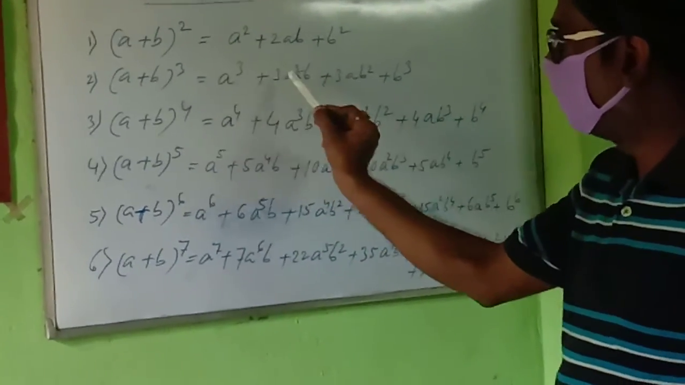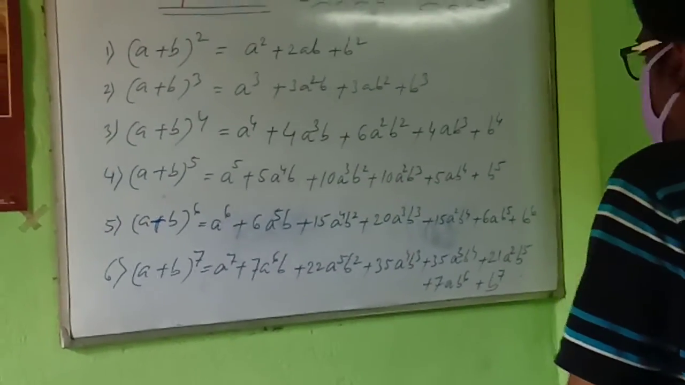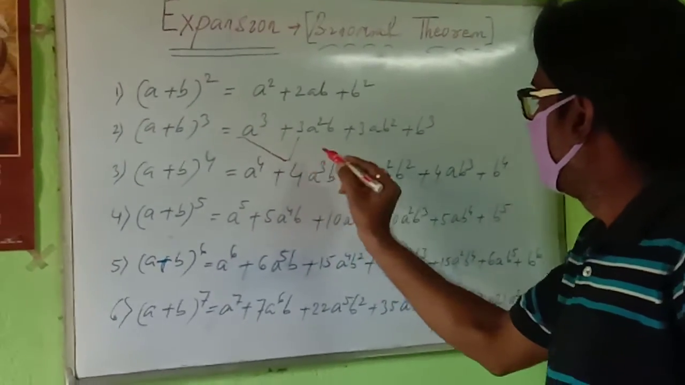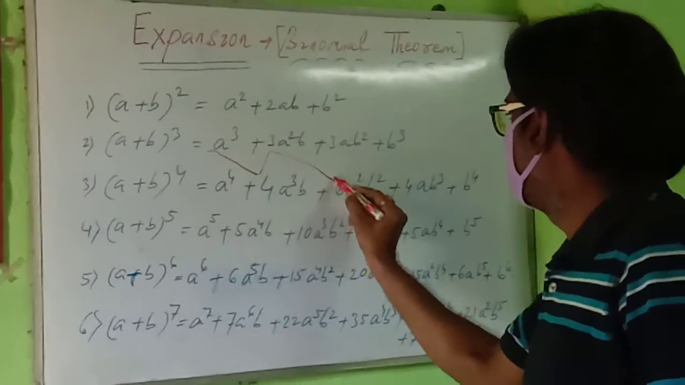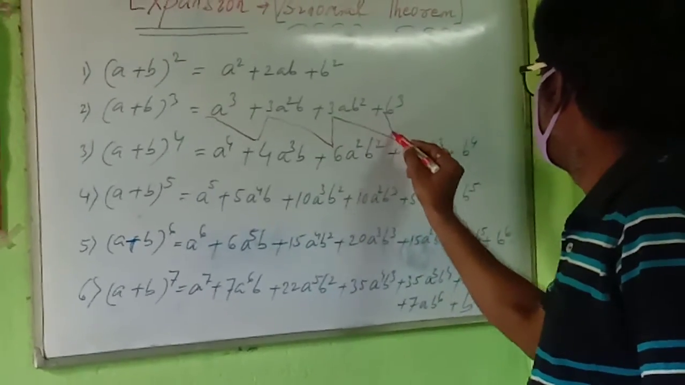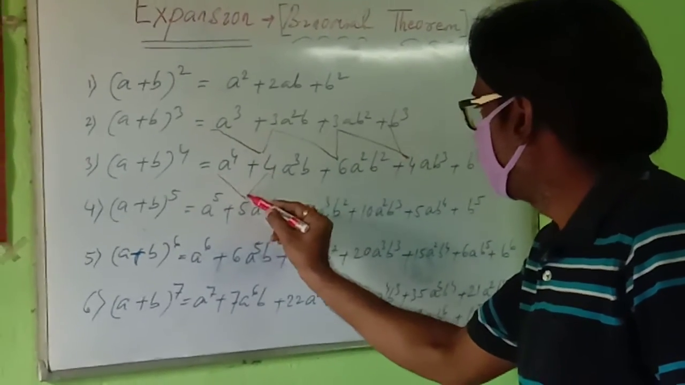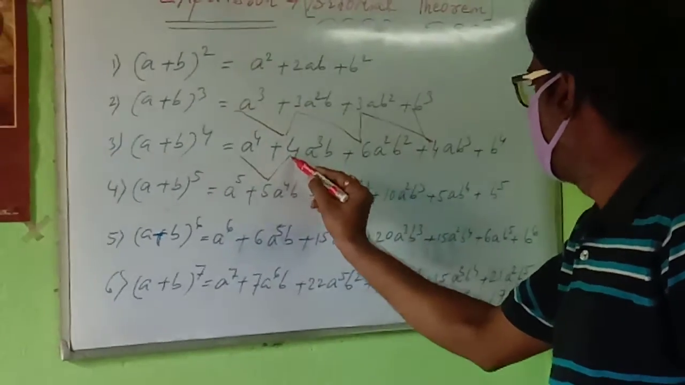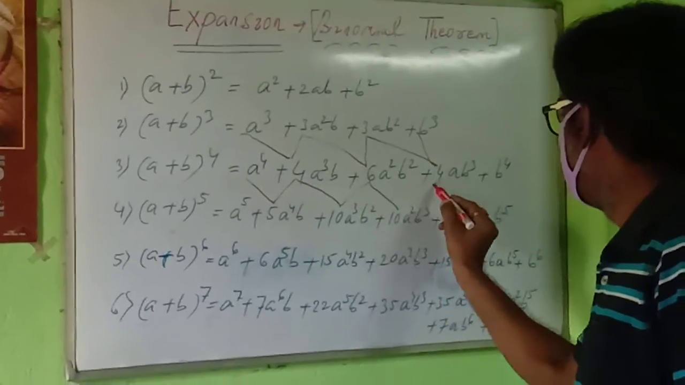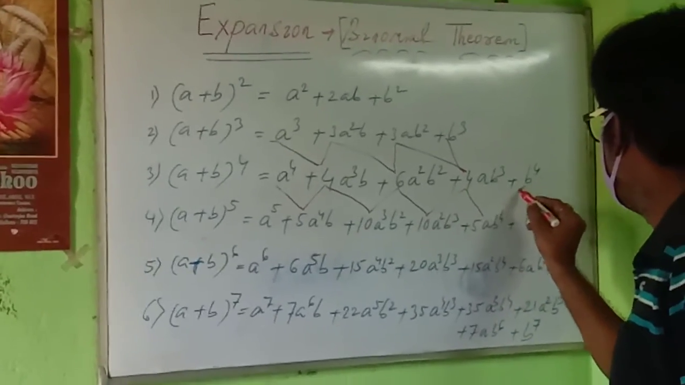Here 1, here 3. 1 plus 3 means 4. 1 plus 3, this is coming 4 here. And 3 plus 6, like this. Again 3 plus 1, 4. Here you see 1 plus 4, 5. 4 plus 6, 10. Then 6 plus 4, 10. 4 plus 1, here are the coefficients.